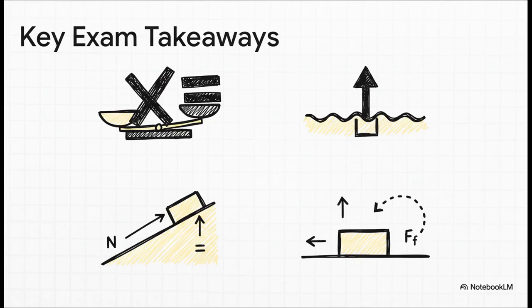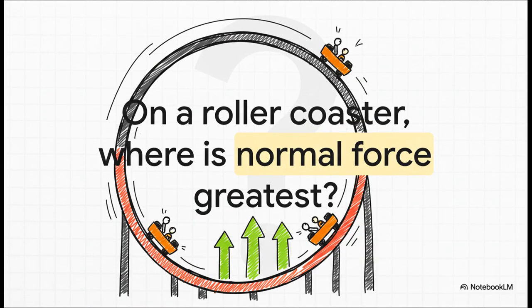Every time. So, to leave you with a little challenge, think about a roller coaster going through a vertical loop. Using what you now know about normal force, where in that loop do you think the track is pushing on you the hardest? Where is that normal force the greatest? And even more interesting, could there be a spot, maybe at the very top, where it drops all the way down to zero? Chew on that a little bit.